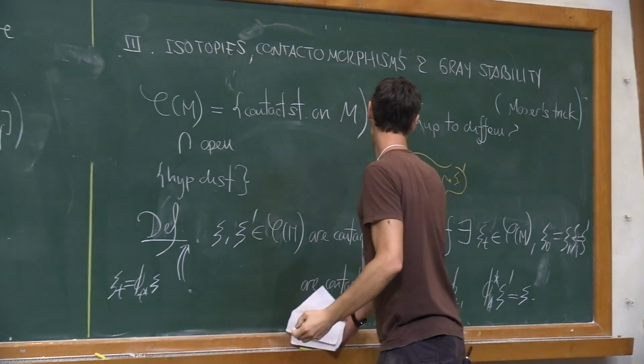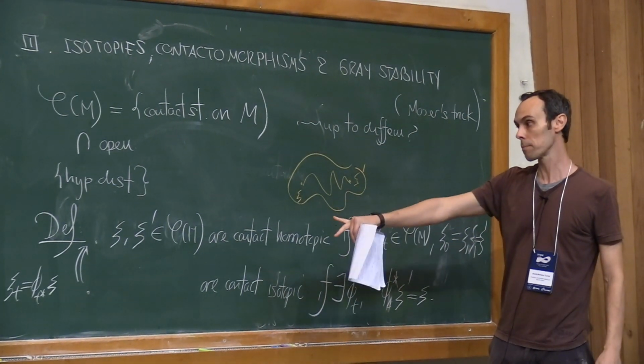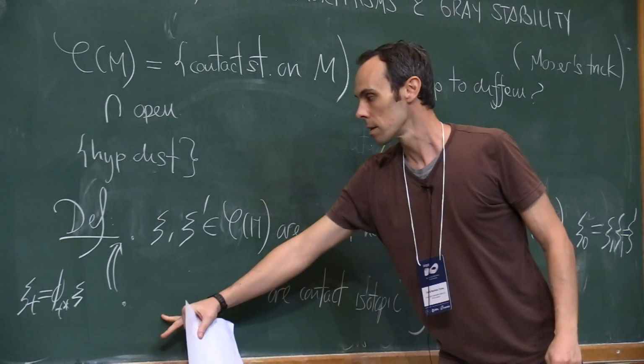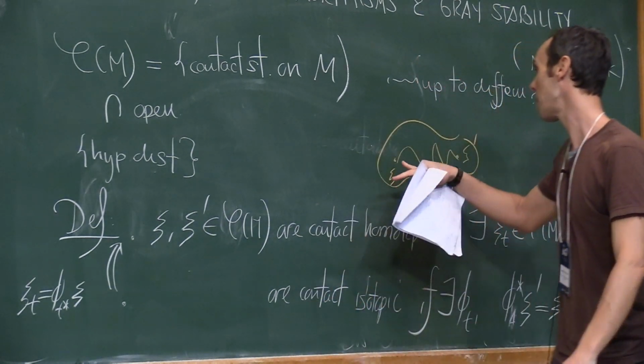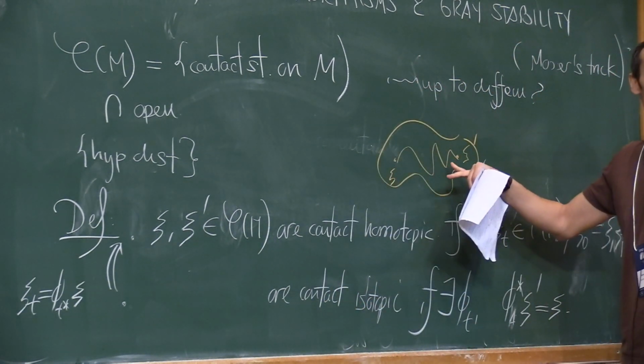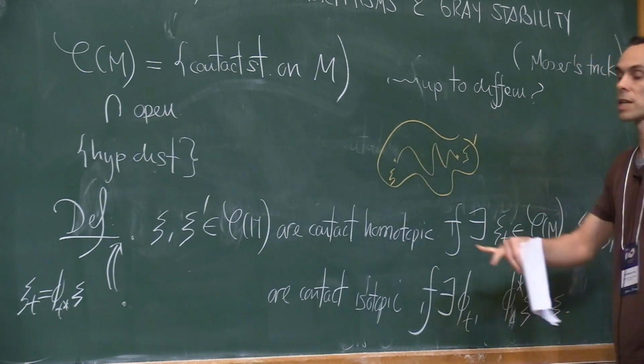And the good thing about Moser's methods in contact manifolds is that when M is a compact manifold, the first condition implies the second. Whenever we have a path of contact structures, that path can be substituted by a second path which comes from an isotopy.